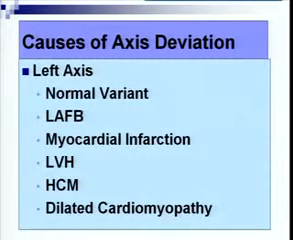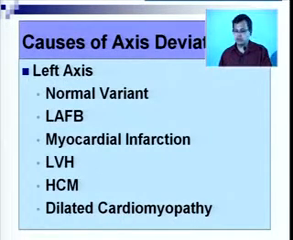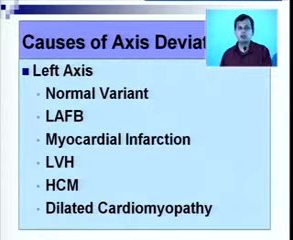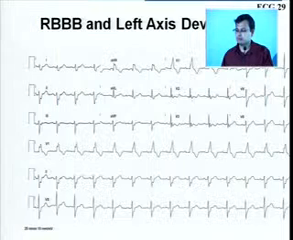Left axis deviation, on the other hand, can also be a normal variant in a small group of individuals, but more importantly, when there is left axis deviation, you should think about myocardial infarction, left anterior fascicular block or hemiblock, hypertrophy of the left ventricle, hypertrophic cardiomyopathy, and dilated cardiomyopathy. These are the common causes of left axis deviation.